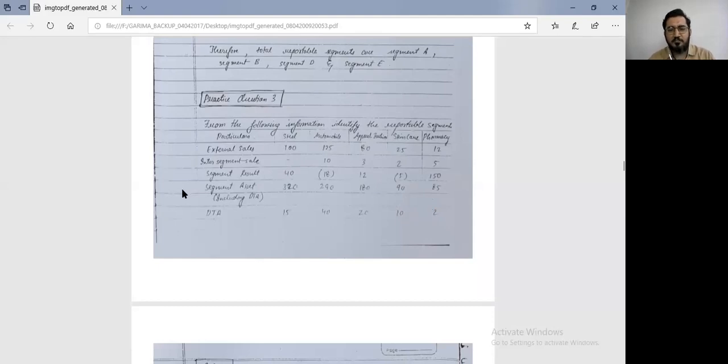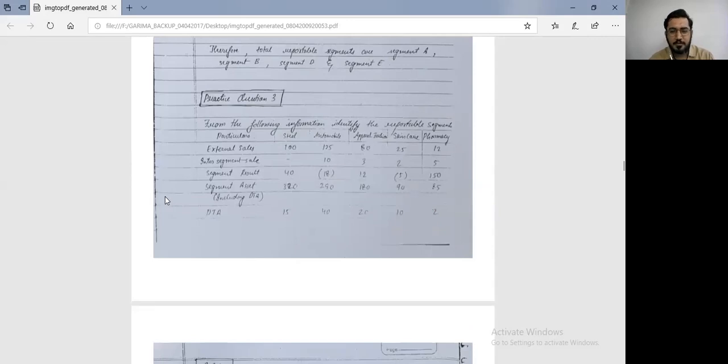You have segment result of 40 profit, 18 loss, 12 profit, 5 loss and 150 profit. You have segment asset, very important, underline that, including DTA. That means the DTA given below is already included in the segment assets above. Your segment assets are 320, 290, 180, 90 and 85. How much DTA is given? 15, 40, 20, 10 and 2. You have to identify the reportable segments.